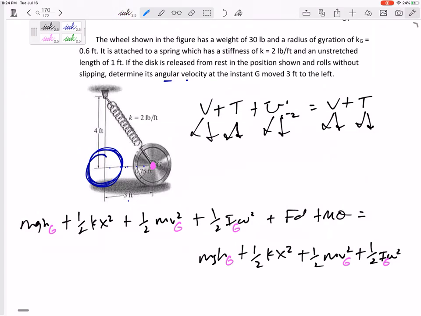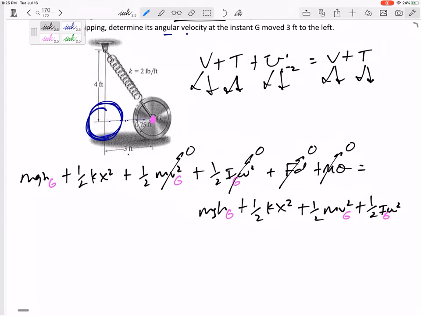Was it released from rest? So, many of these problems are released from rest, so the velocity of G and the omega of that object would be 0. Are there any forces that act a distance? No, I don't see any forces drawn on here. The normal force doesn't really act a distance. Yes, there actually could be friction, but it's not kinetic friction. It's static friction. So anyway, there's no F d in this equation. There's no M theta in this equation either. And so this is kind of what it boils down to.